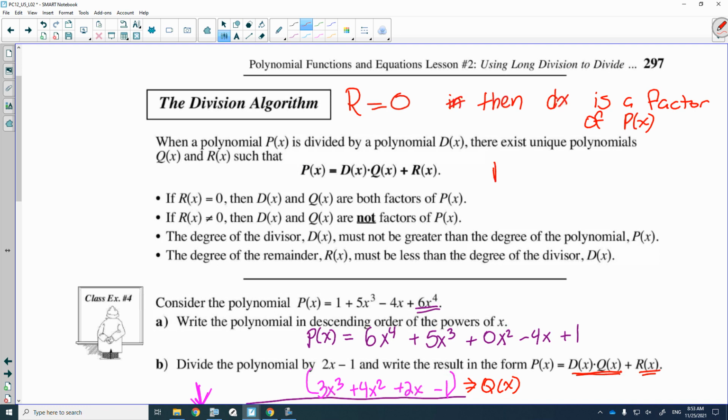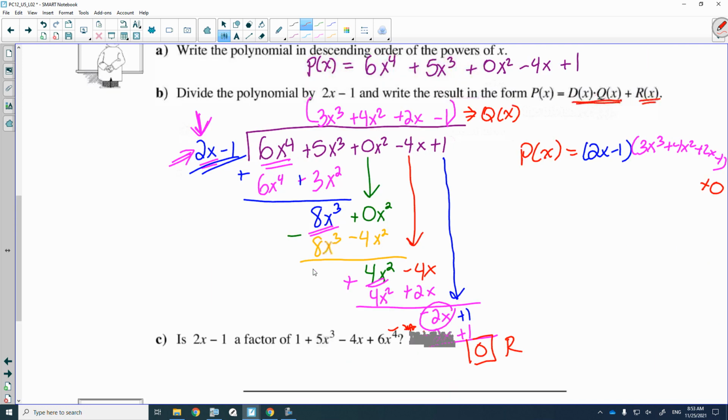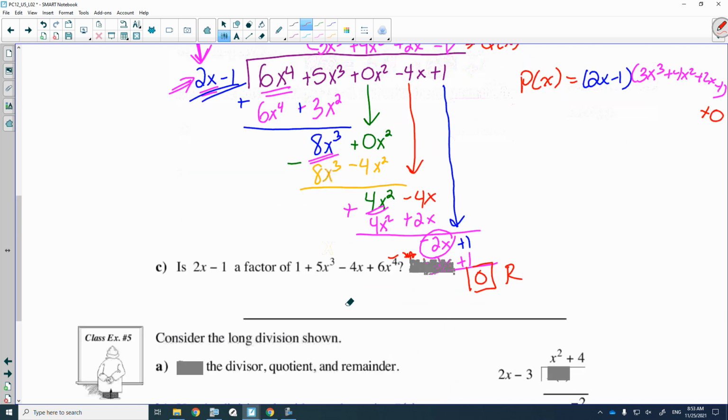If your remainder is any number other than 0, so any other number, then your divisor is not a factor of the original polynomial. Why do we care if they're factors or not? Factors give us x-intercepts on our graph, because eventually we're going to be graphing these, and you have to be able to graph these by hand. So because I got a remainder of 0 here, what that means is it says, is 2x minus 1, that was the divisor, a factor of this? Explain. The answer is yes.